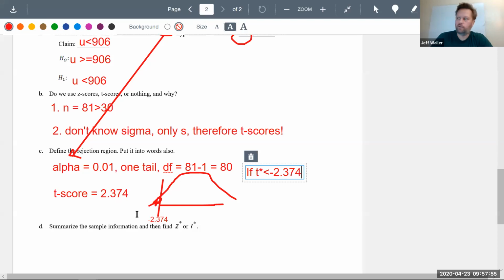We know that already, right? So this side in the middle is 0. This side's negative. That side's positive. Is that cool? We've done that kind of thing before. We're the humans, we got to know where the negatives and stuff are. Okay, all right. So if T star is less than that, we can reject the null.